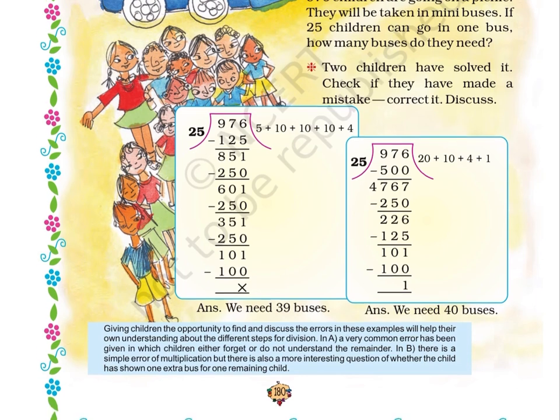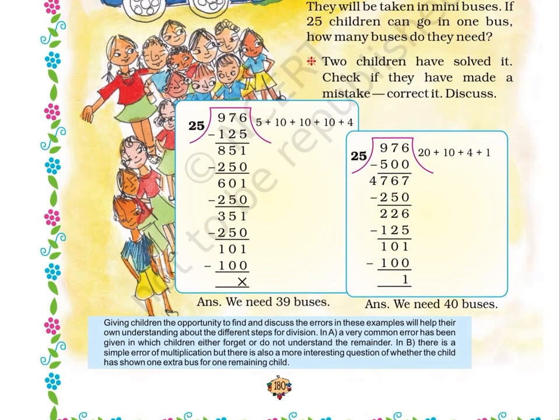For the teacher. Giving children the opportunity to find and discuss the errors in these examples will help their own understanding about the different steps for division. In A, a very common error has been given, in which children either forget or do not understand the remainder. In B, there is a simple error of multiplication, but there is also a more interesting question of whether the child has shown one extra bus for one remaining child.